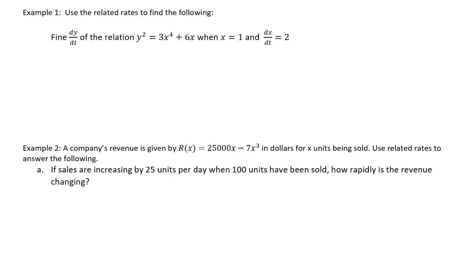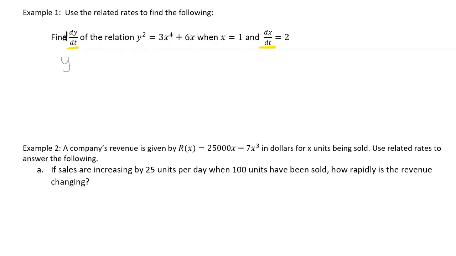This first problem has a typo, actually. It says to find dy/dt of the relation y squared equals 3x squared plus 6x. And we want to find that when x equals 1 and dx/dt equals 2. All right, the fact that this gives us dy/dt tells us we're taking the derivative of this with respect to time.